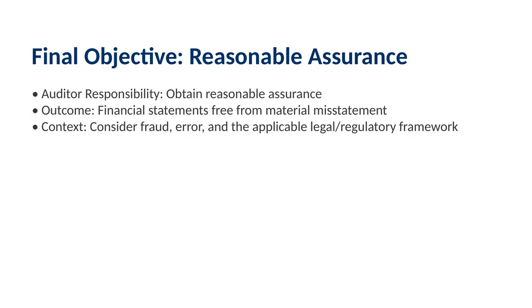Finally, conclude your answer by stating the ultimate objective. Mercury and Company is responsible for obtaining reasonable assurance that the financial statements, taken as a whole, are free from material misstatement, whether caused by fraud or error, while taking into account the applicable legal and regulatory framework.